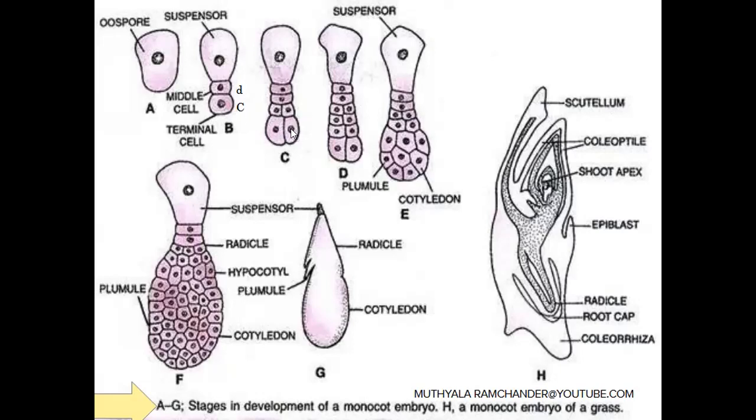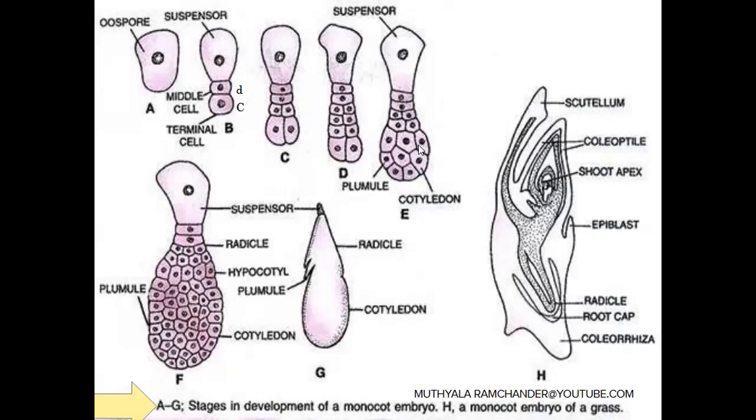The four cells again participate in mitotic division to form 8 cells, then 16 cells. Before that, the 16 cells are arranged in two whorls. Outer whorl 8 cells, inner whorl 8 cells. The outer whorl 8 cells take rest for a few minutes and the inner whorl 8 cells again participate in mitotic division to form 16 cells. Total how many cells are here? 24 cells are present here.